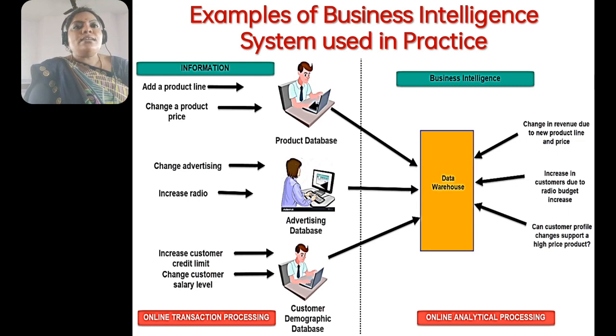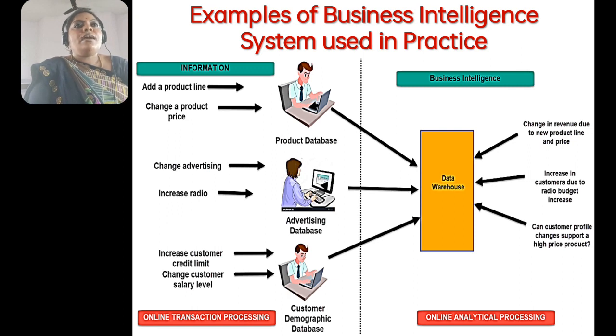The next one is an advertising database in an OLTP system. A change that could be made is changing advertisement options or increasing the radio budget. Correspondingly, in a business intelligence system, a query that could be executed would be: how many new clients were added due to the change in radio budget?